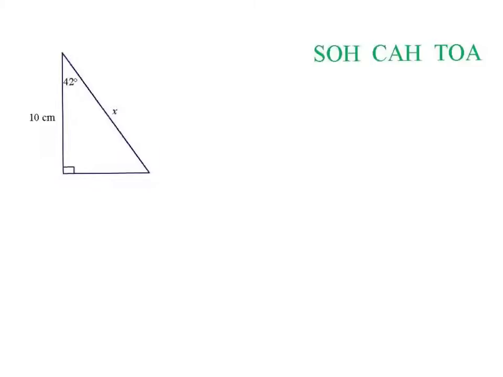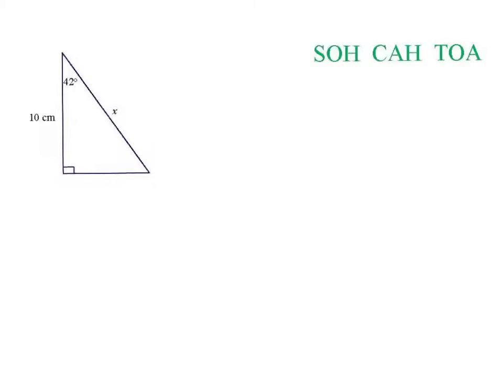In this problem, we have an angle of 42 and a side of 10, and the missing side is the hypotenuse. Once again, let's begin by deciding whether we want sine, cosine, or tangent. With respect to the 42 degrees, the 10 centimeters is the side adjacent to it. And as we said, x is the hypotenuse. So the trig function that uses adjacent and hypotenuse is cosine.